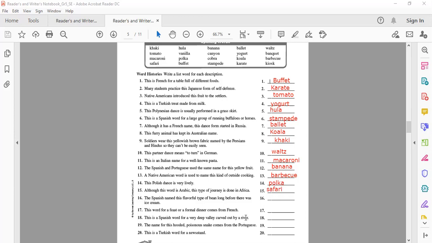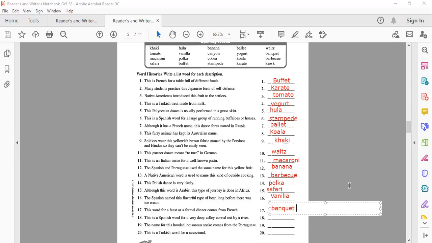The Spanish named this flavorful type of bean long before there was ice cream. Vanilla, excellent. The origin of this word is from Spanish, not French. This word for a feast or a formal dinner comes from French. When you are a very important person and they are making for you a feast and a big party, what do we call it? Banquet, excellent.